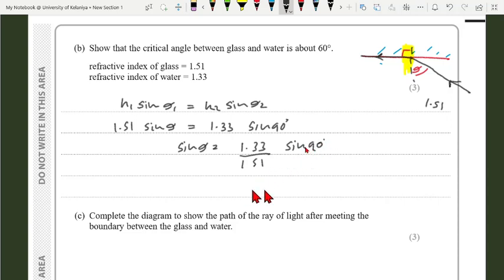You will get theta, which we call the critical angle C. It's better to place C over here, we use that symbol. So sine C equals 1.33 over 1.51, and C is equal to 61.7 degrees if you calculate this. So you have 3 marks for this one: for recognizing Snell's law, for substitution of the 90 degrees, and for the final answer.